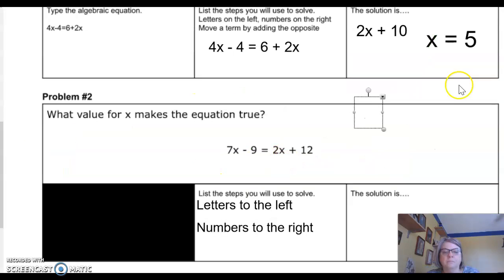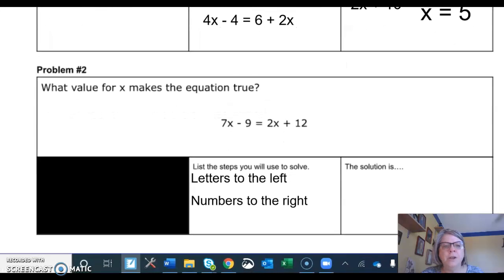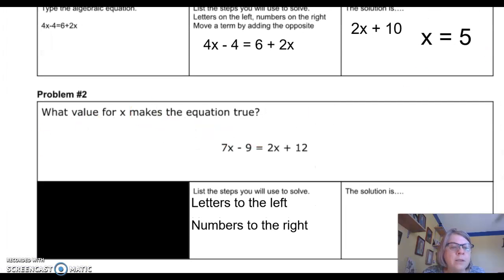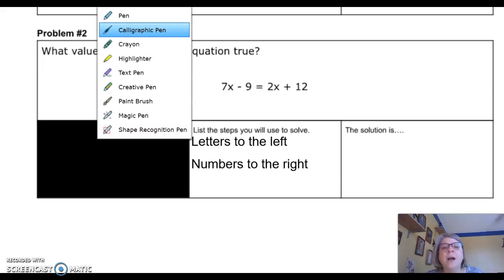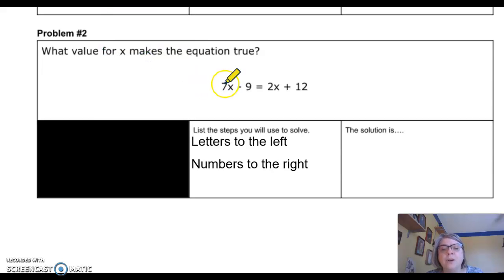That's solving equations. Okay, this is problem number 2, and you're going to notice that on problem number 2, it doesn't have one of those models, so it's just giving you the equation. That's why this part's blacked out. The steps are going to be the same. I'm going to put my letters to the left and my numbers to the right. So I'm going to use a highlighter, and I'm going to highlight my letter terms in green, and my number terms in yellow.